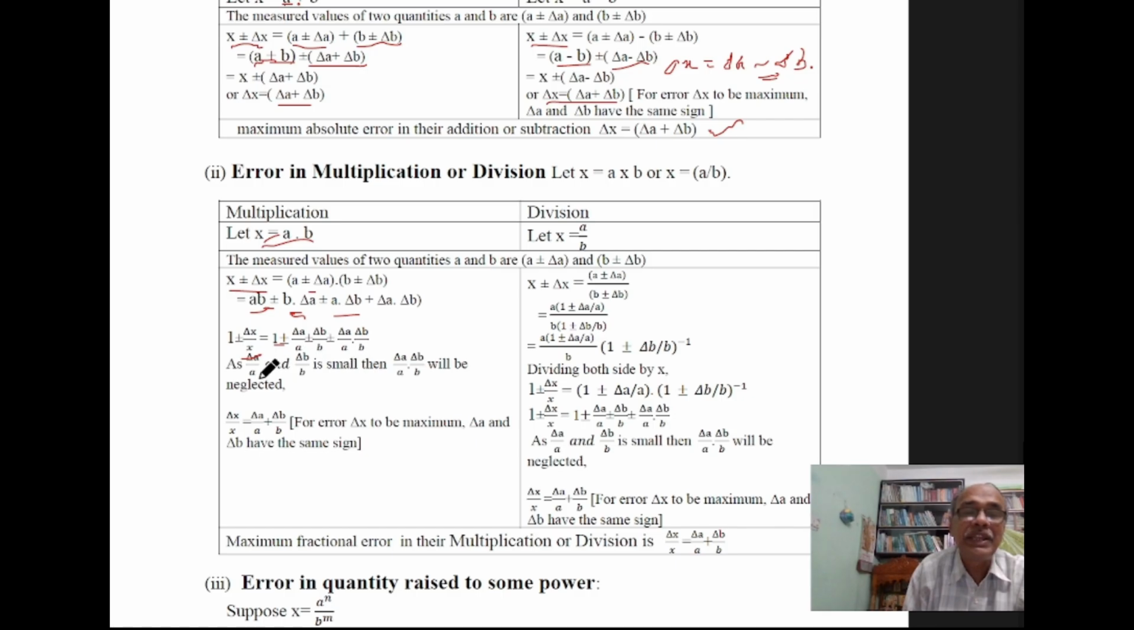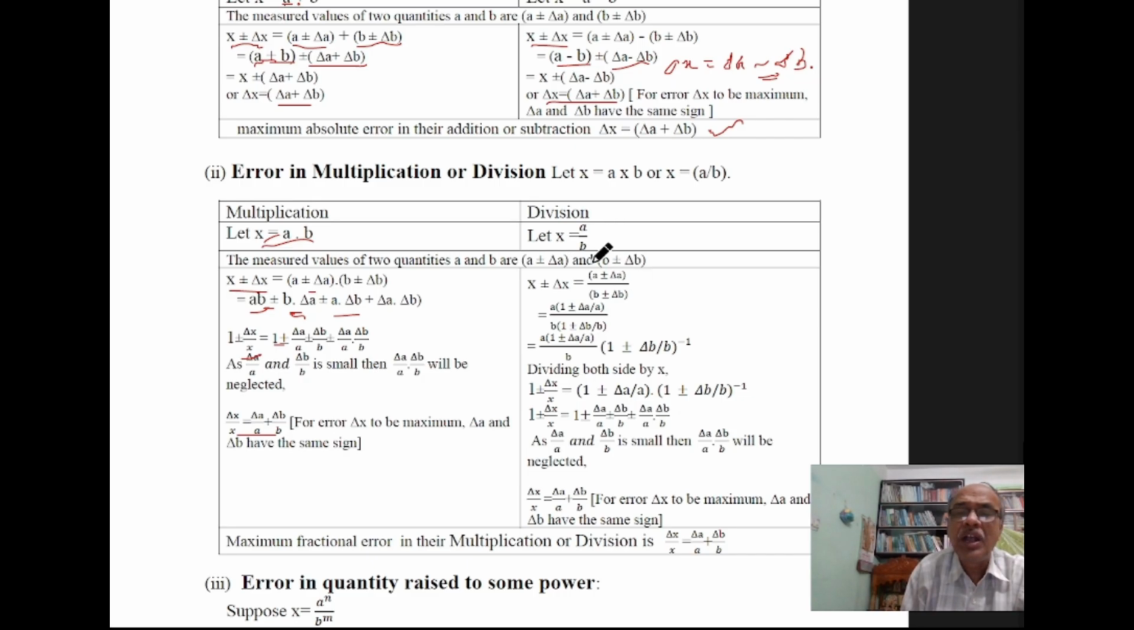Now here you see delta A by A and delta B by B are very small, so the product of delta A and delta B will be very small, and we can neglect this term. So 1 will cancel. What will be there? We are getting delta X by X equal to delta A by A plus delta B by B.